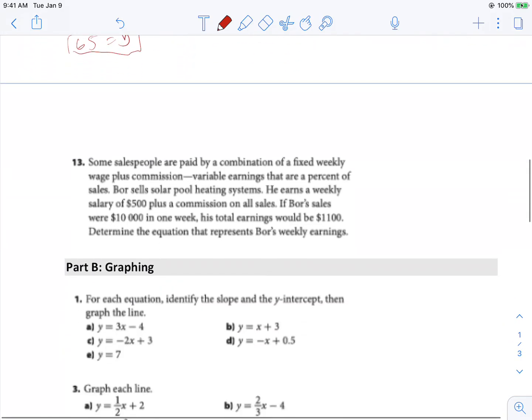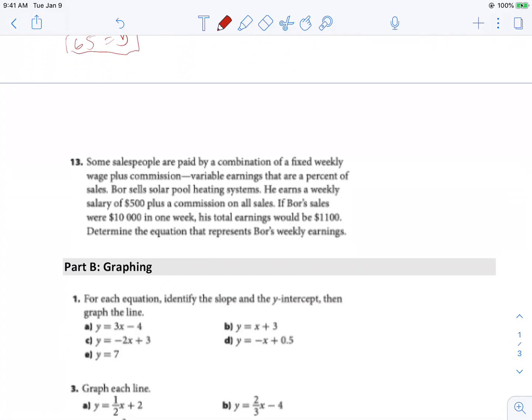Okay, 13. Some salespeople are paid by commission. Blah, blah, blah. So we earn a salary of $500 plus a commission on all sales. So if my sales were $10,000 in 1 week, his total earnings would be $1,100. Ooh, this is a good one.